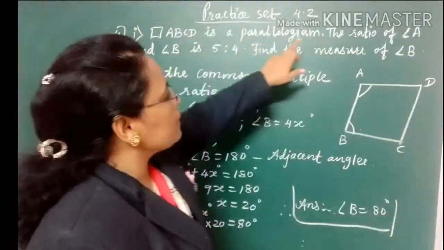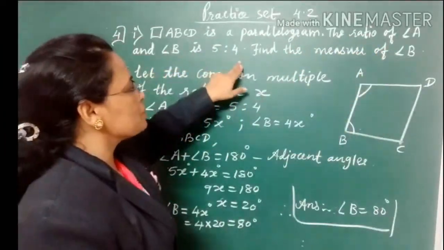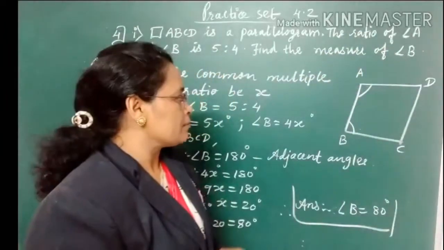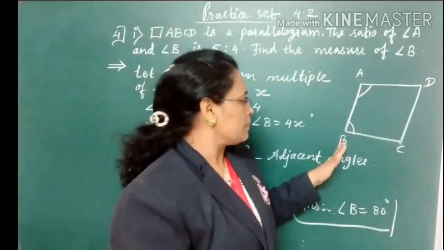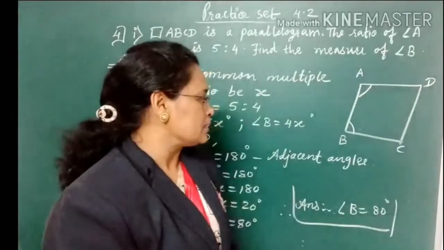Quadrilateral ABCD is a parallelogram. The ratio of angle A and angle B is 5:4. Find the measure of angle B. Now as a rough diagram I have drawn a parallelogram, and if you name that parallelogram ABCD, you will find that angle A and angle B are adjacent angles.